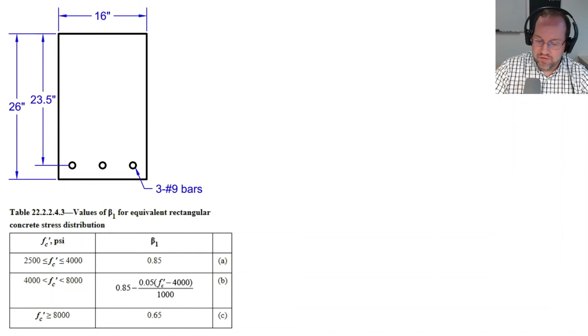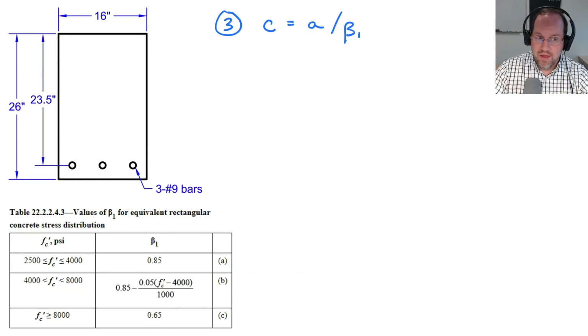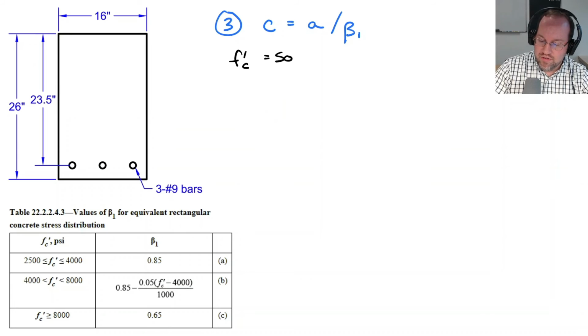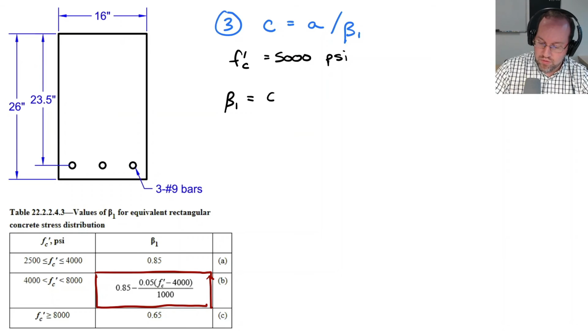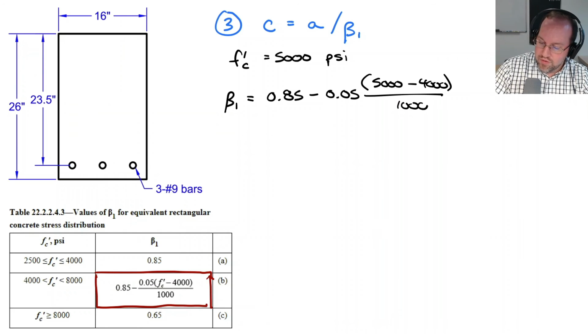neutral axis. So step 3 here is my depth to neutral axis, which is equal to the depth of my compression block divided by beta 1. Now, my concrete strength in this case is 5,000 psi, and that puts us in this middle range right here. So I'm going to have to apply that particular expression to get my beta 1 value. So here I have beta 1 equal to 0.85 minus 0.05 multiplied by (5,000, my strength, minus 4,000) divided by 1,000. And we'll see that's equal to 0.8.